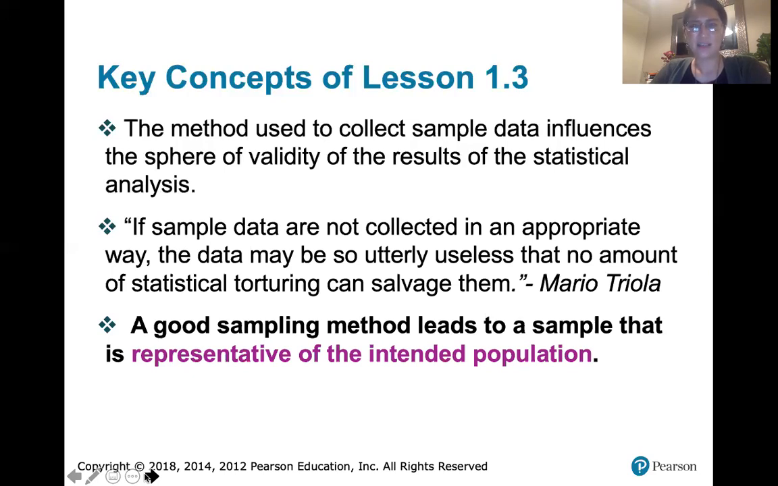So the types of experimental design that we're going to discuss in this lesson, and the types of things that we need to watch out for when collecting sample data, all of that is relevant because our goal is to understand what it would take to collect sample data in such a way that it's representative of the intended population. And if we can do that, then we can say something about the population when we're done, and that is our goal.